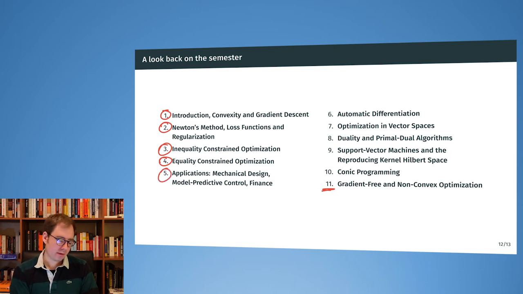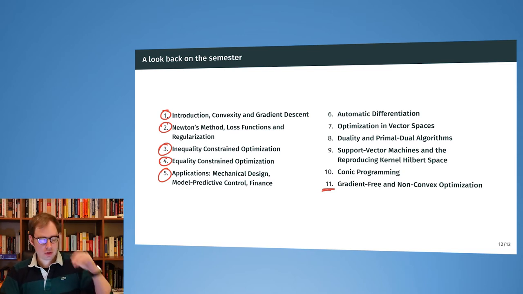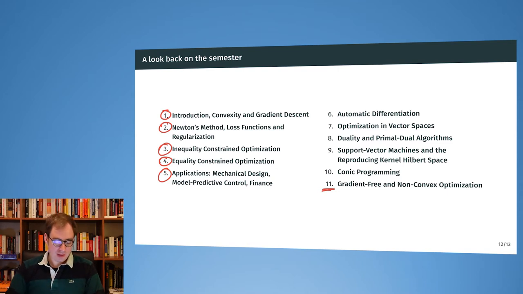So in lecture five, we looked at a couple of applications, from designing a mechanical truss structure like a bridge to finance, model predictive control. So a lot of practical optimization problems that are at the heart of the different disciplines have been looked at and solved in lecture five. Okay, then we switched gears a little bit.